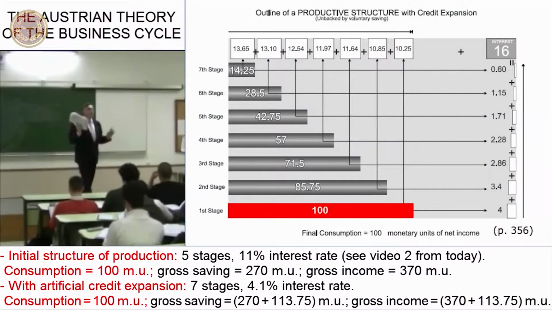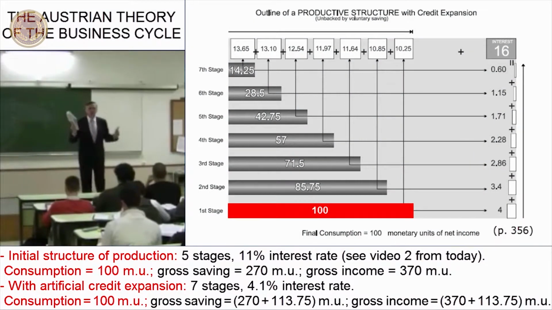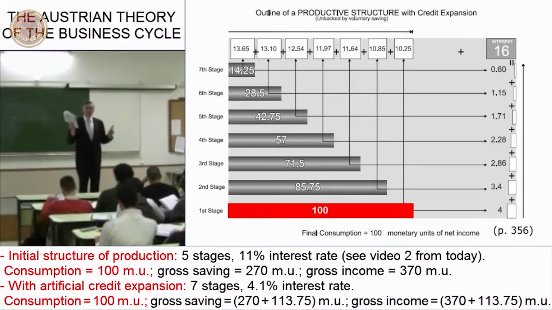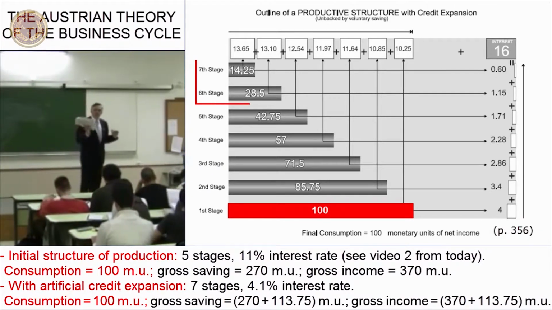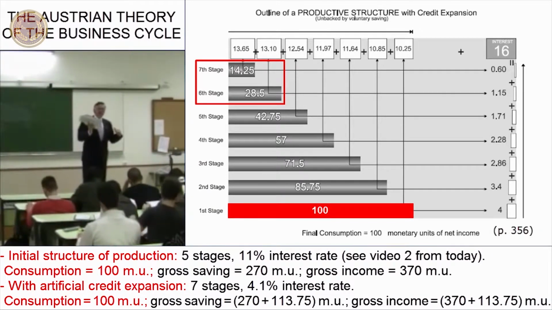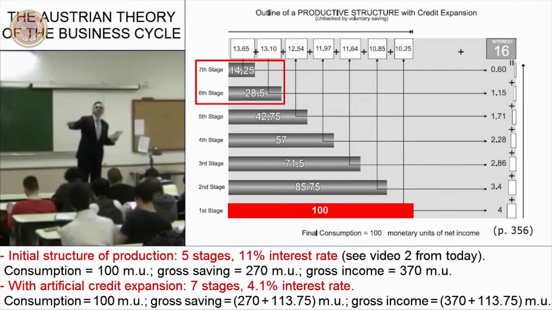Notice that in this chart, consumption is still 100 monetary units. No one has decided to save anything. Nevertheless, some new stages have appeared, the 6th and the 7th.